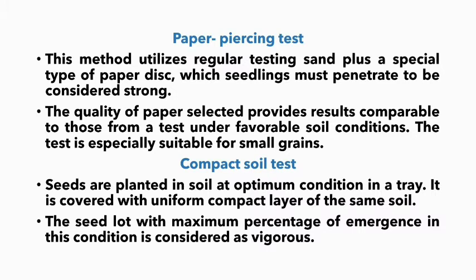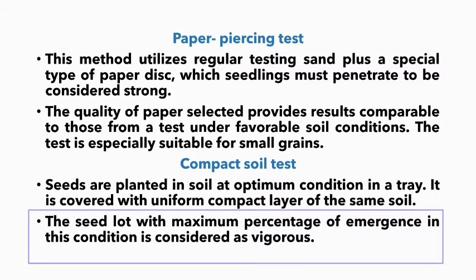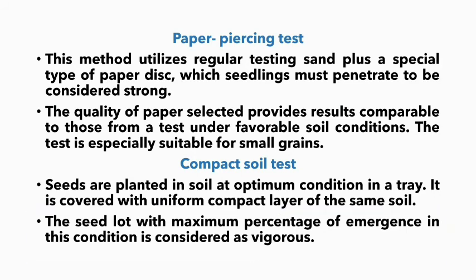Next, we are going to see the compact soil test. In a tray, the seeds are planted in soil at optimum condition. It is covered with a uniform compact layer of the same soil. The seed lot with the maximum percentage of emergence in this condition is considered vigorous.